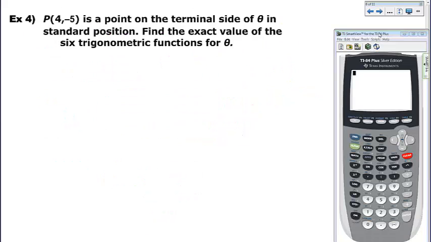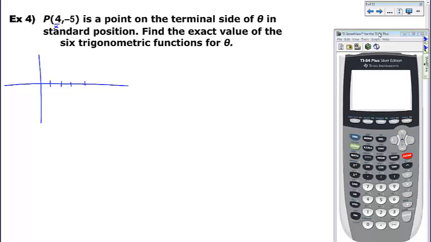Example 4 is a little bit of review. Now, we had done this problem earlier on a few days, but some people are still having trouble, so we're going to go over it. We're given a point, P, (4, -5), on the terminal side of theta in a standard position. We want to find the exact value of the 6 trigonometric functions for theta given this point.